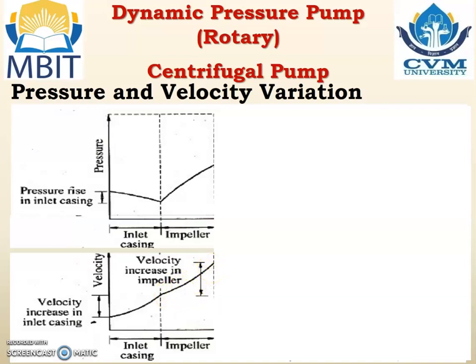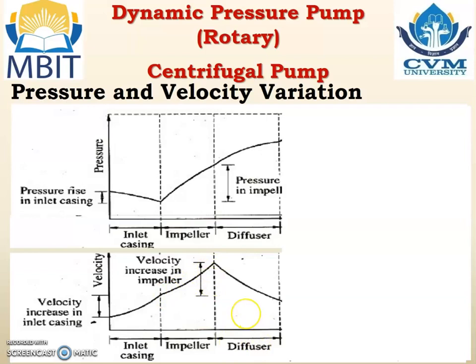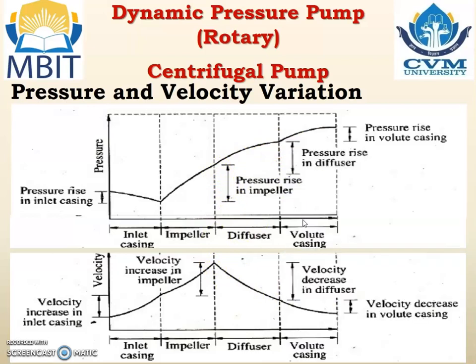Then after the impeller, the liquid enters into the diffuser, that is the guide vanes. In the guide vane, velocity, that is the kinetic energy of the liquid, decreases and the pressure increases, and at last, the liquid enters into the volute casing. In the volute casing also, the kinetic energy reduces and the pressure increases. So with the high pressure, now the liquid is lifted to the overhead tank.